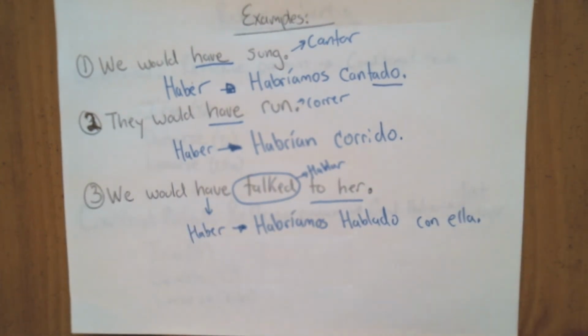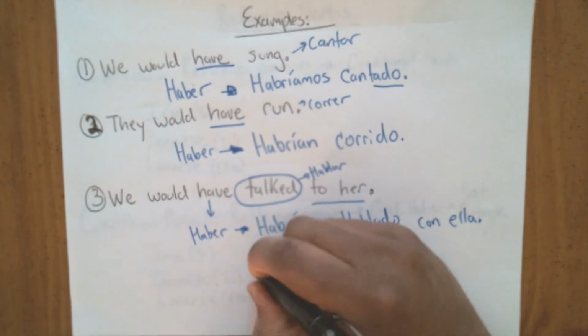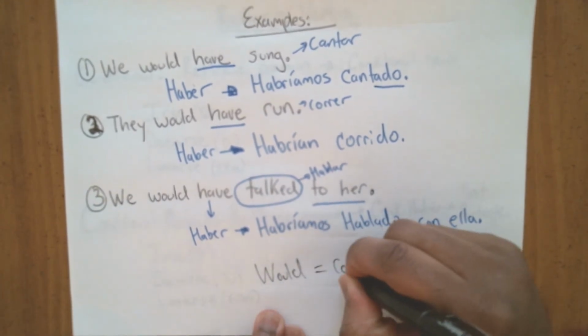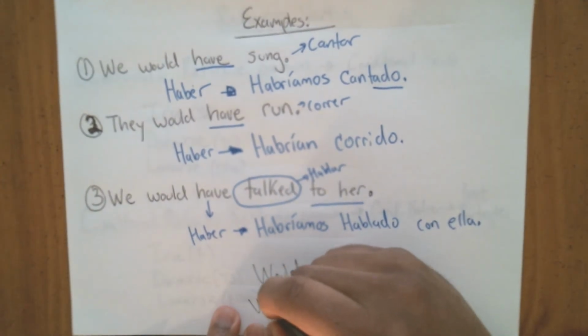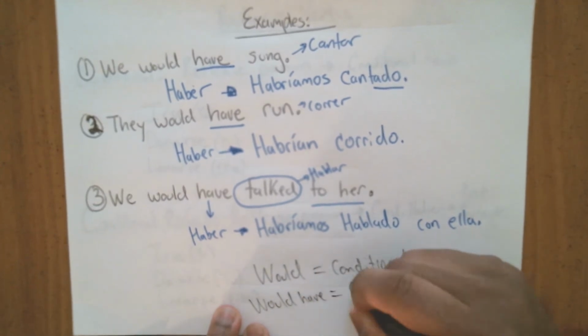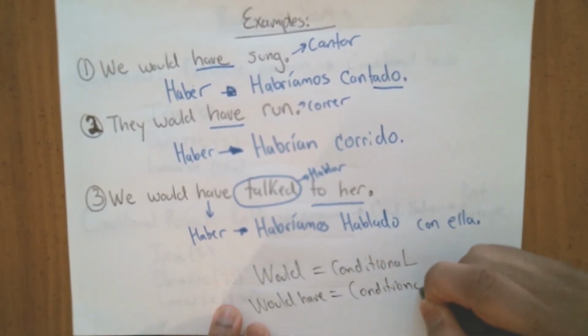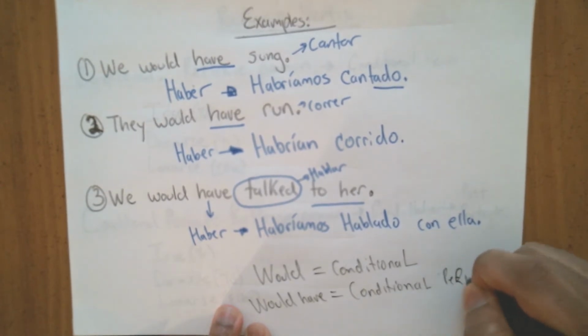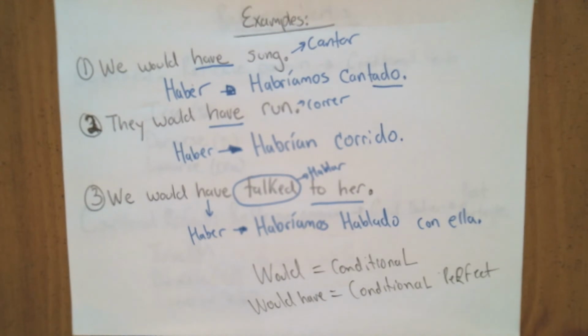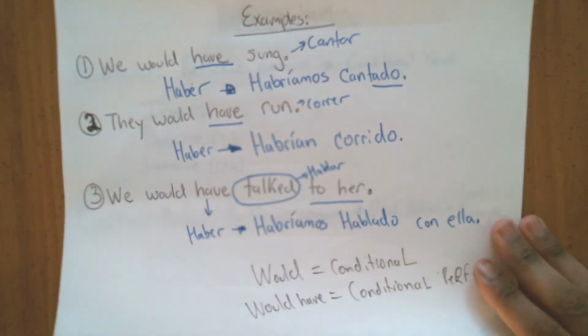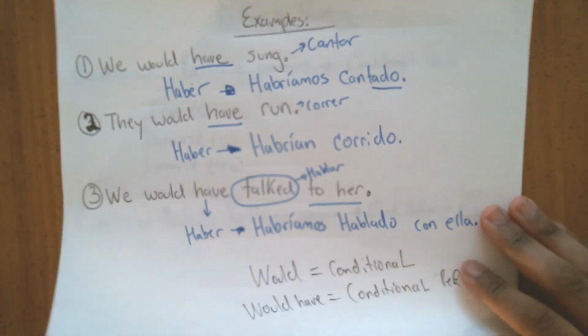And let me just clarify for you, and let me write it in a box down here, because it's very important. Okay, would is known as the conditional tense, whereas would have is known as the conditional perfect tense. When you're making a would statement, that's known as the conditional tense. When you're saying what you would have done, that's known as conditional perfect. And that's a very important distinction to make going forward. So let's move on.